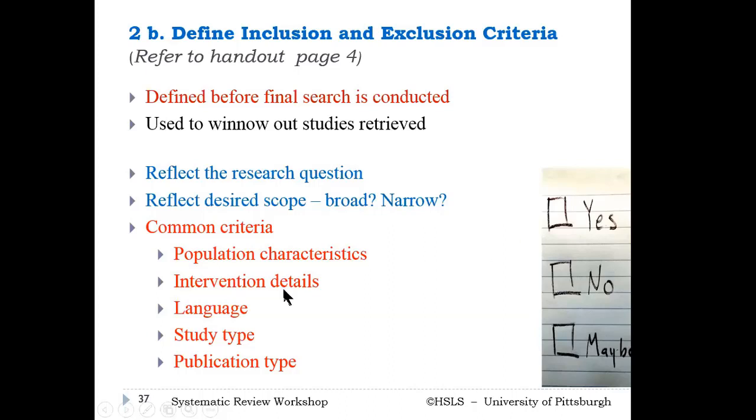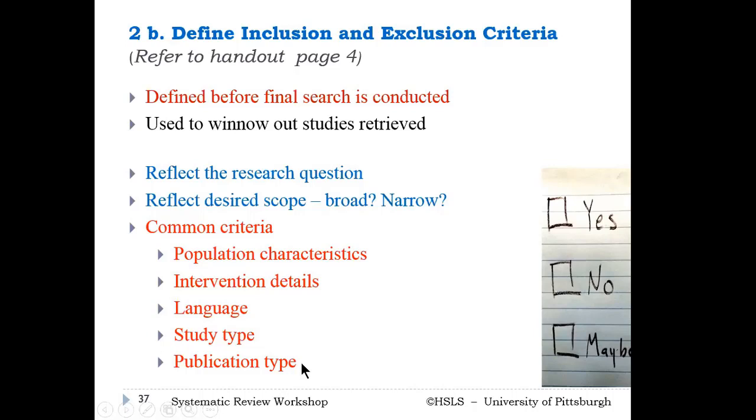And then intervention details, that component, intervention or etiology, or details pertaining to that component. You'll have to decide what you are including in the criteria. The language also you can decide, whether you are going to take only the articles published in English. And then study type, as I said earlier, and also publication type.